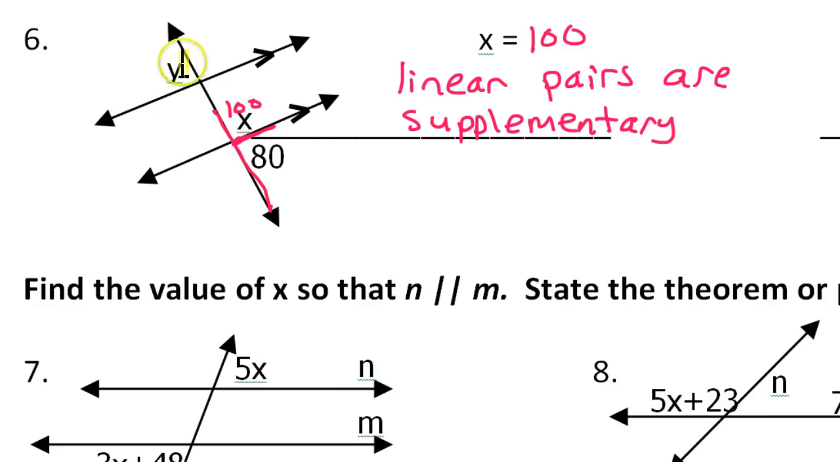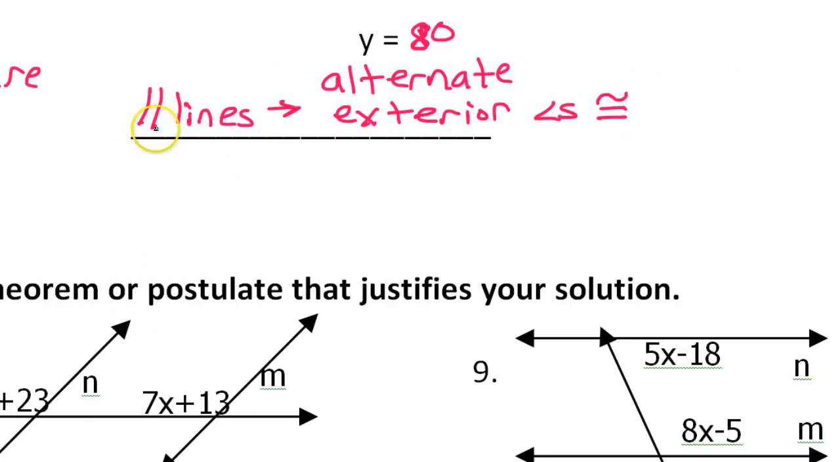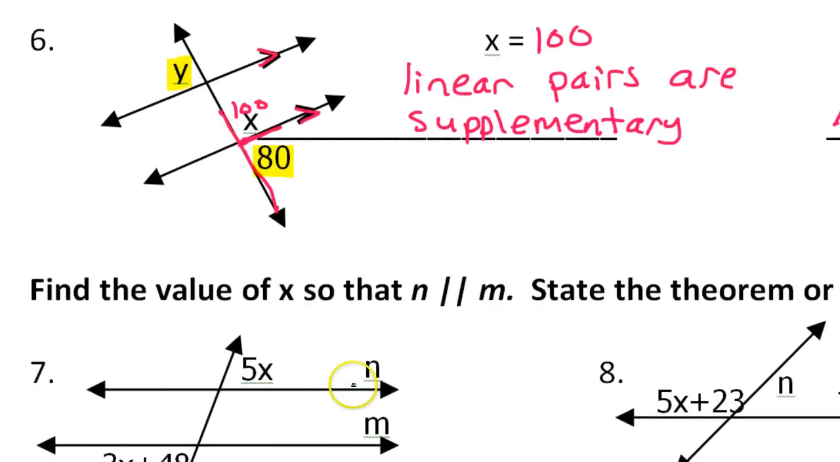Now, meanwhile, angle y and this 80 are alternate exterior angles. And alternate exterior angles are congruent when the lines are parallel, and we are given the parallel lines here once again. So in other words, parallel lines imply alternate exterior angles are congruent. In other words, if the lines are parallel, then alternate exterior angles are congruent. That's another way to read this. So that was number 6. How about number 7?